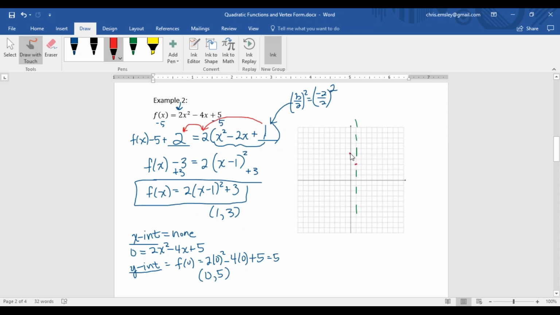About right there. So using the property of symmetry, we know that we have to have a point on the other side of the axis of symmetry as well. And maybe we should plot one more point to make sure we can draw a good graph. If we plug in maybe x equals 3.